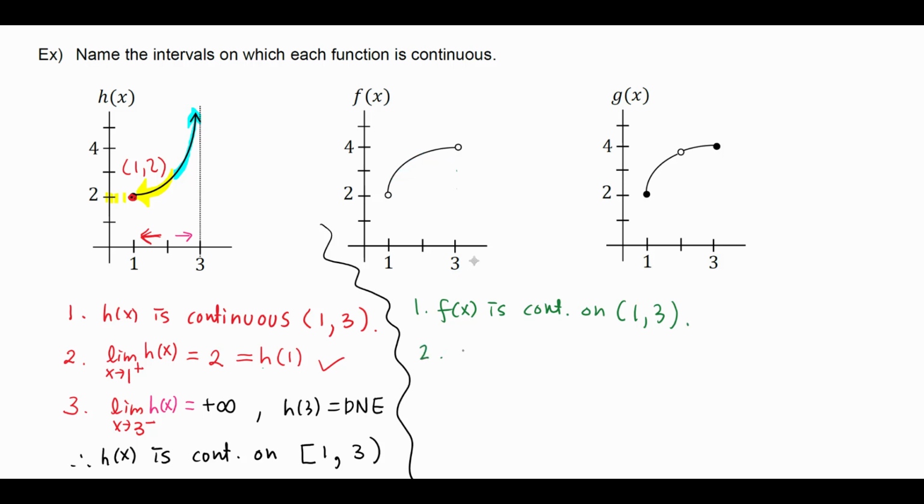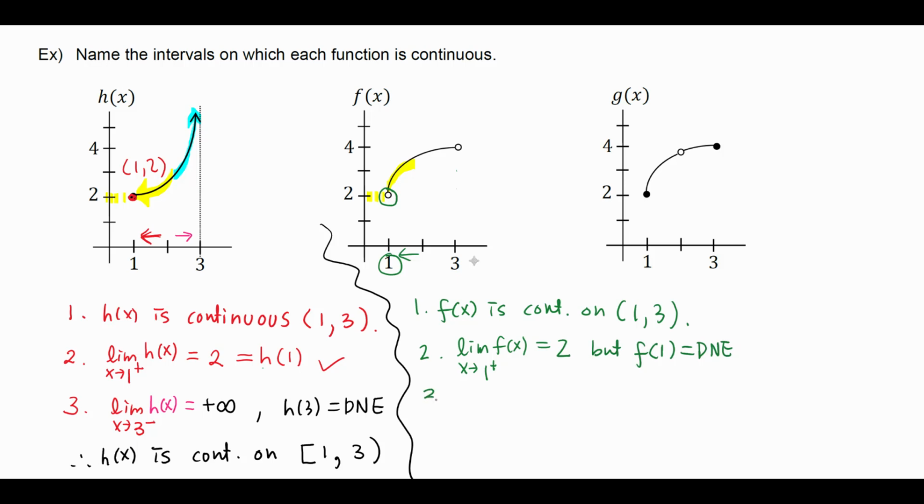Now second, how about at the starting point? Limit as x approaches 1 from the right of f of x. I get closer to 1 from the right. The limit is 2. But what is f of 1 though? F of 1 does not exist, right? I have a hole there. F of 1 does not exist. So this function is not continuous at 1 because f of 1 does not exist.